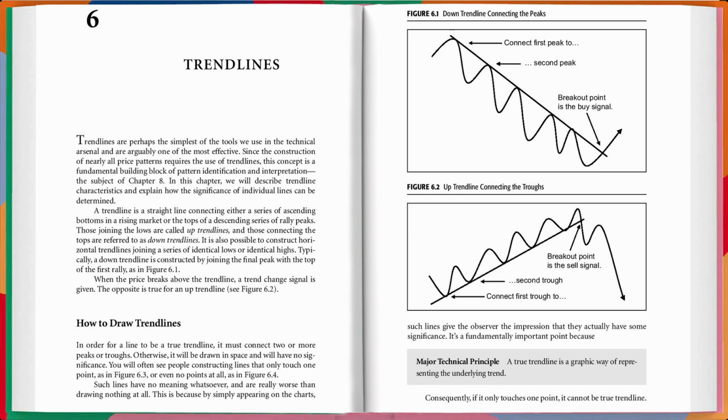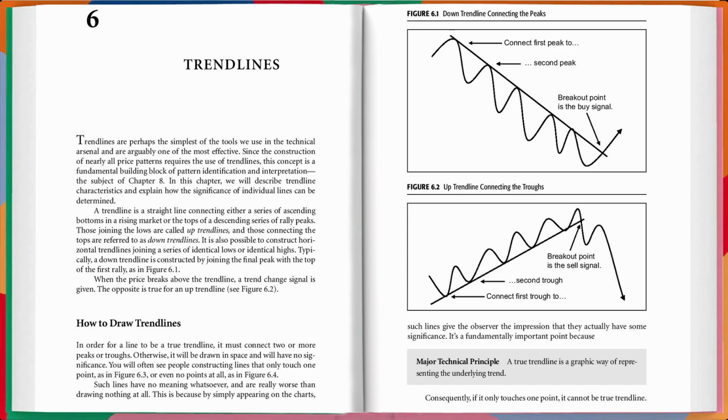In order for a line to be a true trend line, it must connect two or more peaks or troughs. Otherwise, it will be drawn in space and will have no significance. You will often see people constructing lines that only touch one point, as in Figure 6.3, or even no points at all, as in Figure 6.4. Such lines have no meaning whatsoever and are really worse than drawing nothing at all.